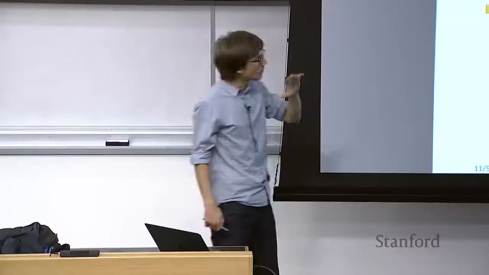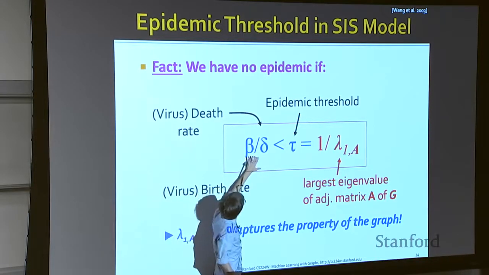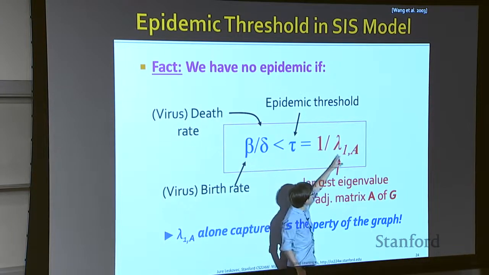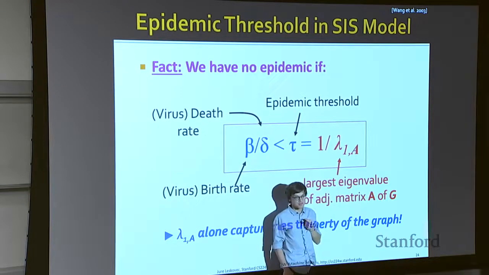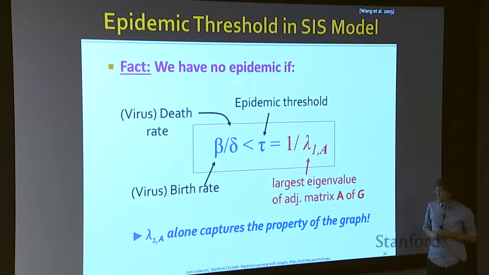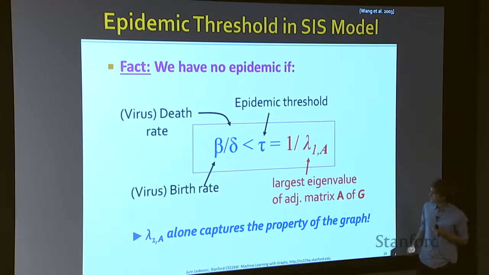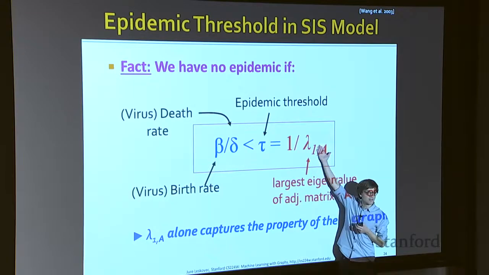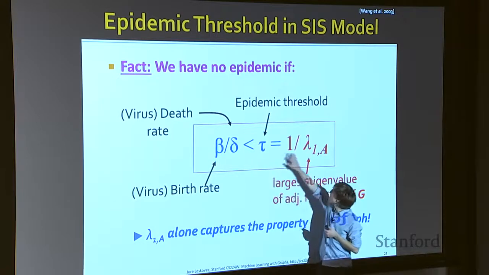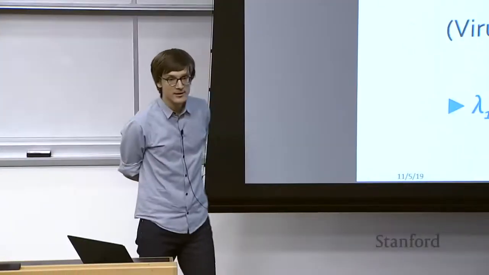I won't go through the derivation. I'll just give you the result. But there's an elegant result that says that the epidemic will die out if beta over delta is less than tau, where tau is 1 over the largest eigenvalue of the graph adjacency matrix, right? So basically, eigenvalues of the graph adjacency matrix, which we have already talked about with spectral clustering and PageRank, are extremely informative to describe the structure of the graph. And here, all we care about is the largest eigenvalue of the adjacency matrix of the graph. If beta over delta is less than 1 over the largest eigenvalue, then the virus will die out. Otherwise, the virus will survive.